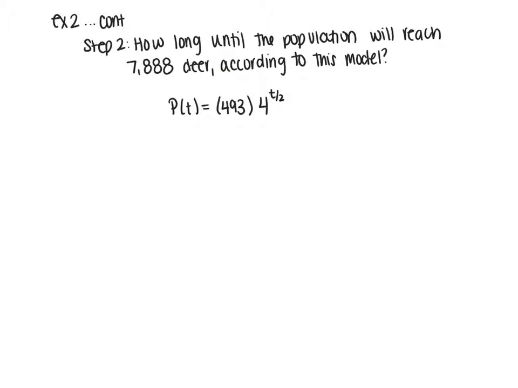So here's the second part to that example. How long, that's a time, how long until the population will reach 7,888 deer according to this model? So there's my population, P of T. So I want to know how long, how many years, T, how long until the population reaches this number. So that's my ending amount. That's what I'm hoping to find a time for. So I'm going to have that equals 493 times 4 to the T over 2.